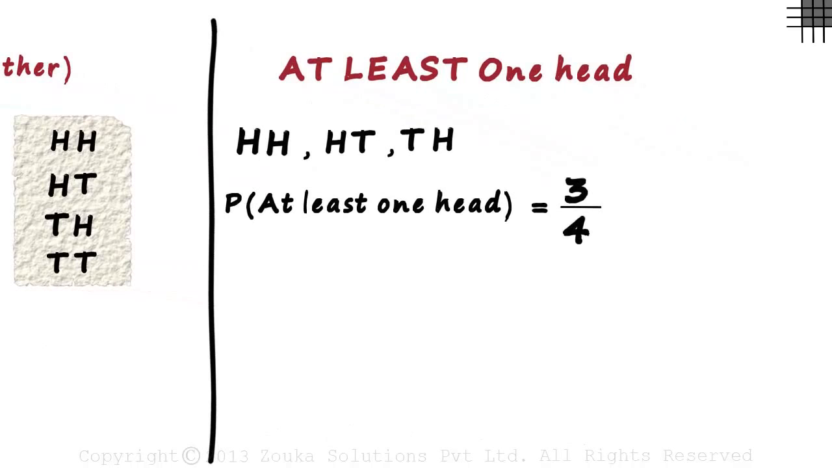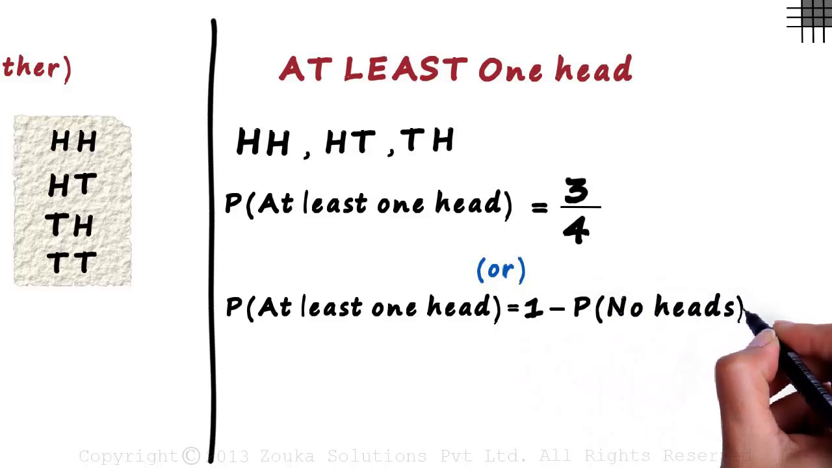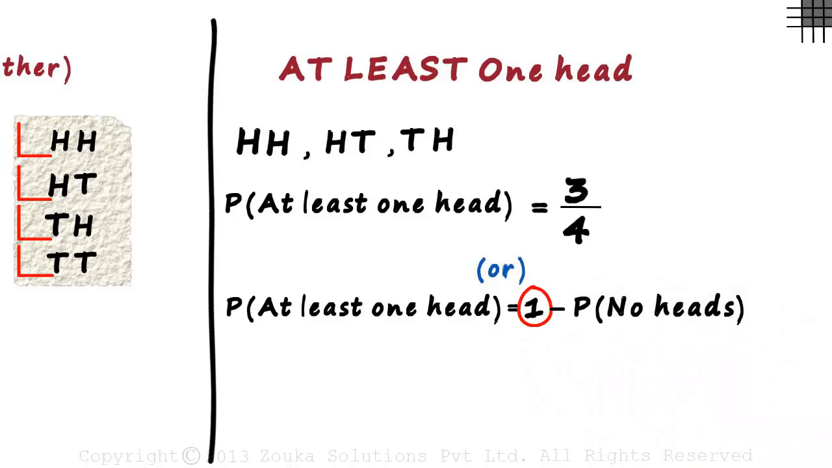There is another way to get the answer. Probability of getting at least one head can also be written as 1 minus probability of getting no heads at all. 1 includes all the possibilities, or you can say maximum probability, and we are just removing the unwanted one, which is why we have the minus sign.